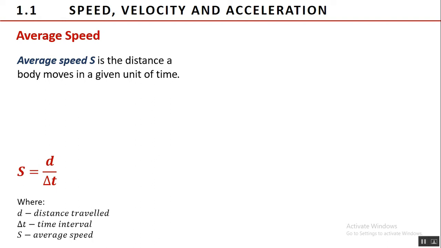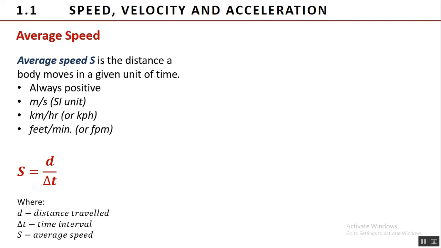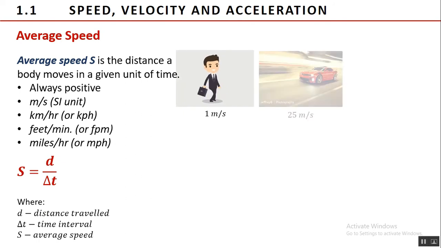Mathematically, it is expressed as s equals distance d divided by the time interval delta t. Distance traveled and time interval are always positive values, and so is speed. The SI unit of speed is meter per second. Other units are kilometers per hour, or kph, feet per minute, or fpm, and miles per hour, or mph. The magnitude of speed varies with the ability of the object to move. A man can walk at an average speed of 1 meter per second, while a car can travel as much as 25 meters per second.